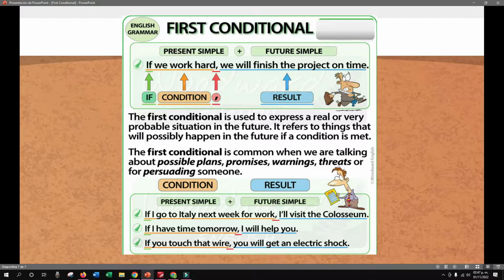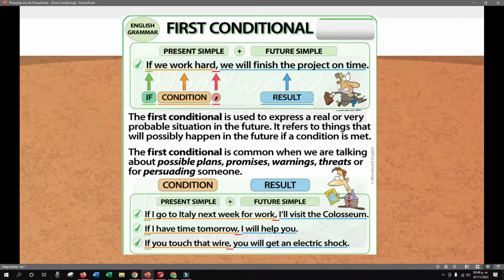Entonces, como les había dicho antes, la first conditional la utilizamos para expresar una realidad o algo o una posible situación que pueda pasar en el futuro, ¿verdad? También se puede hablar de posibles planes, promesas, algunos tratos o si ustedes quieren tratar de persuadir a alguien, ¿verdad? Para que realice la acción, o en este caso aplique la condicionante, ¿verdad? So, there you have condition and result. Present simple.